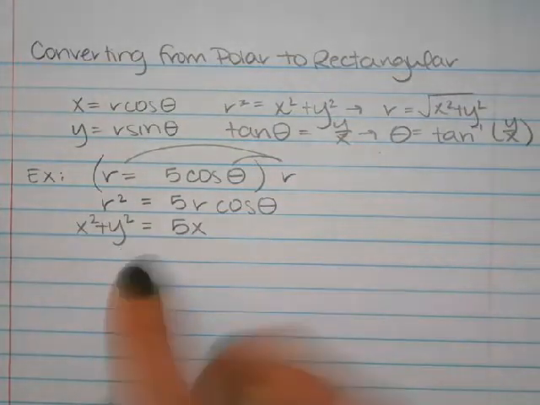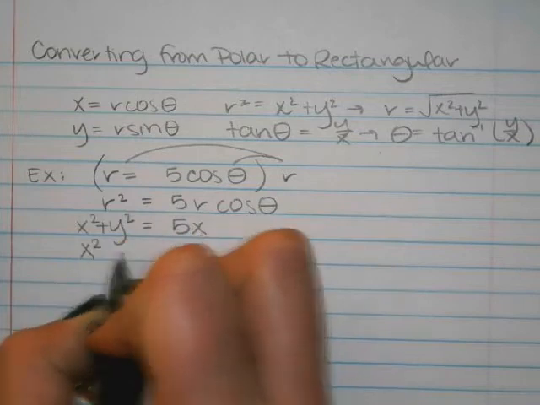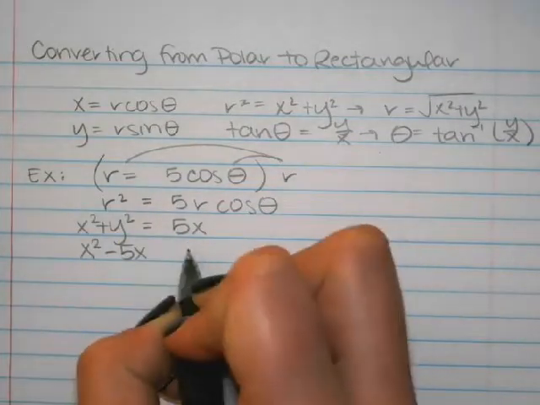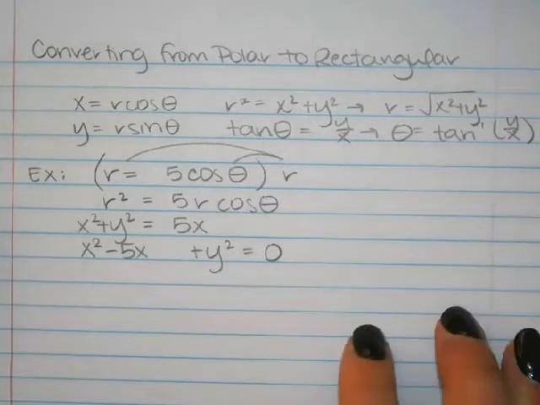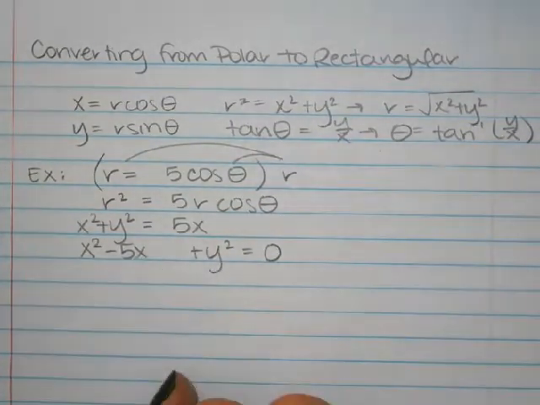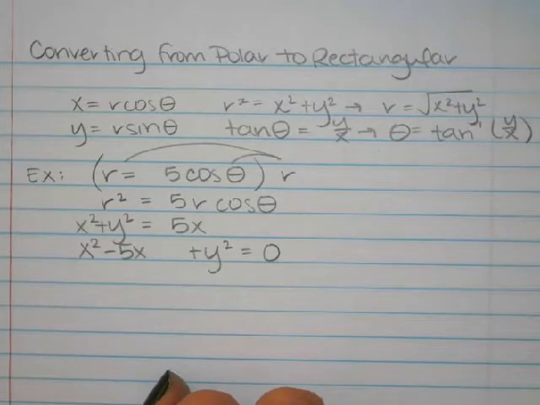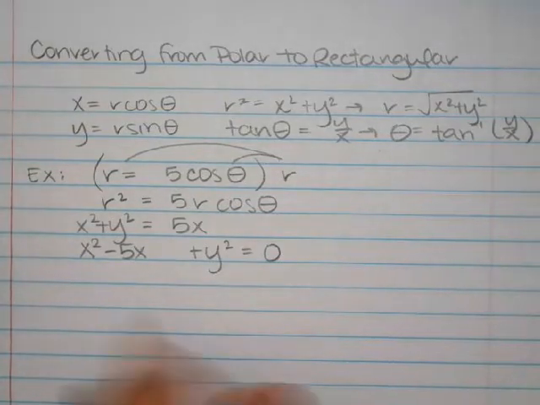Okay? So I'm going to call this x squared minus 5x. Leave some space to complete the square. And I'm going to have it equal zero. So I just took that 5x, I moved it over to the other side. So at this point, we are having flashbacks of the very happy memories from the conic section. So what do I do to complete the square?